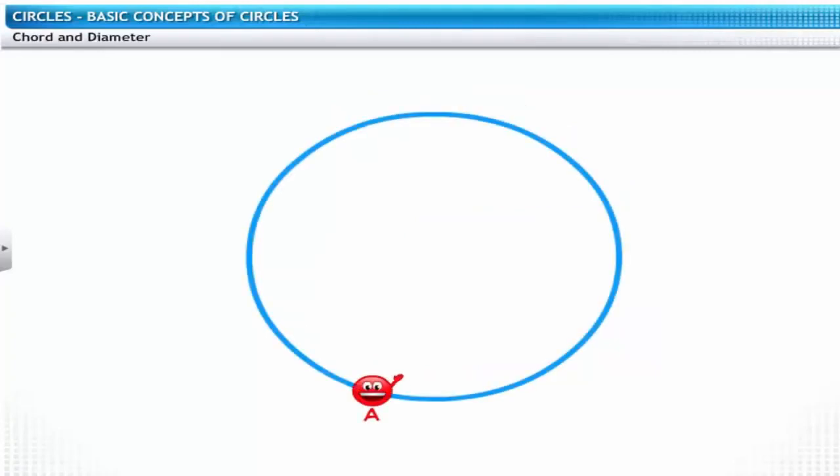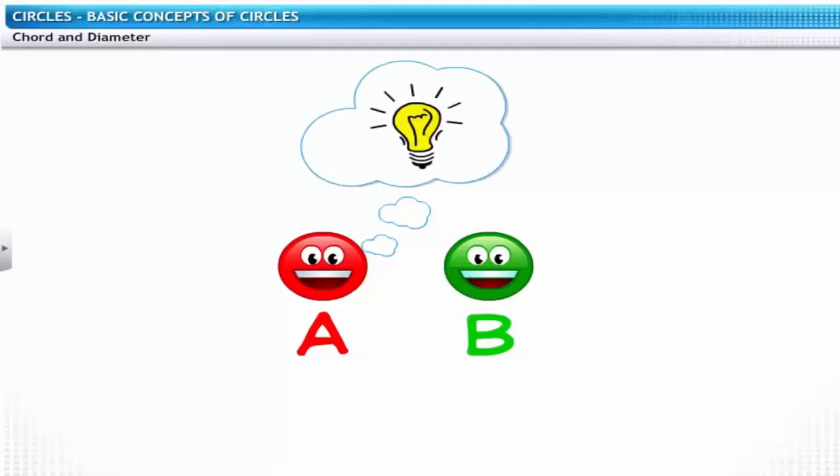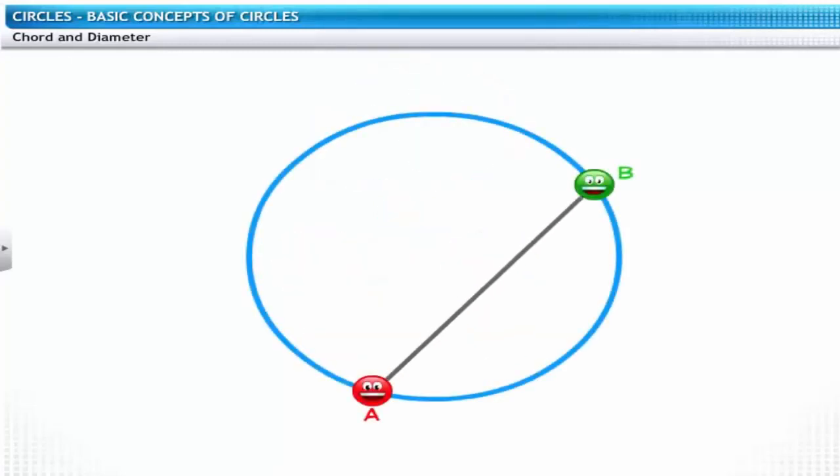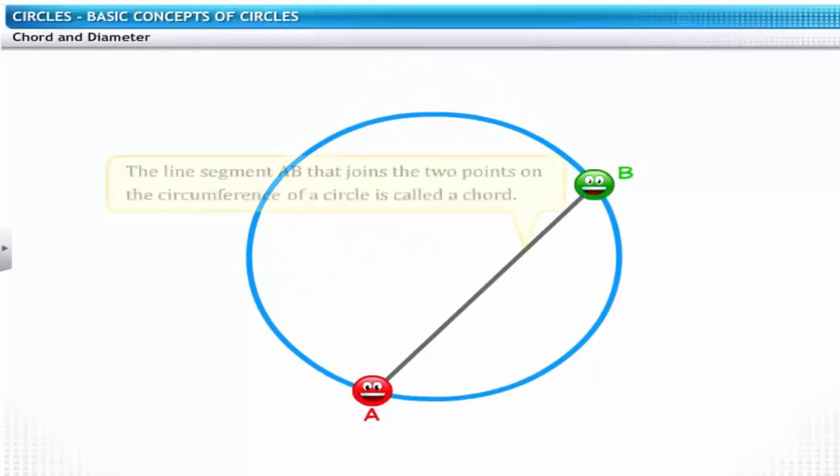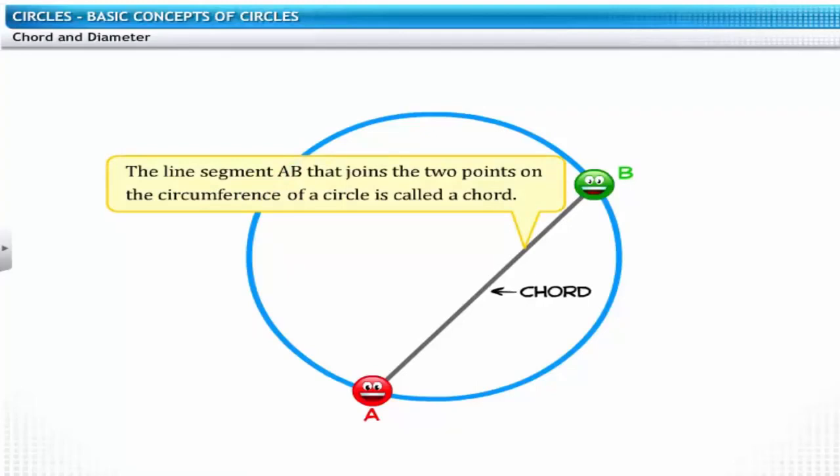Coming back to Mr. A, he has found a companion, Mr. B. Both these points lie on the circumference of the circle. Rather than going around in a circle, Mr. A and B have found a direct way to connect with each other. The line segment AB that joins the 2 points on the circumference of a circle is called a chord.